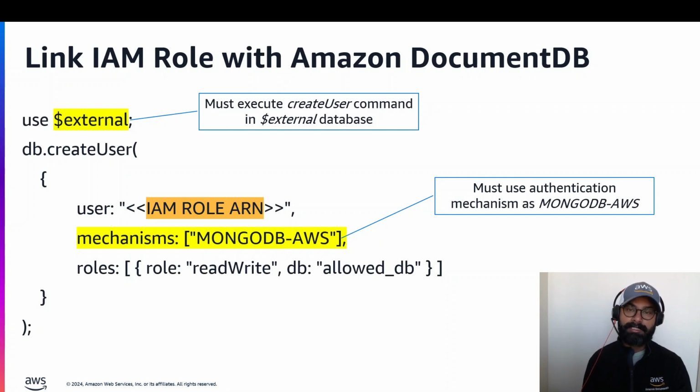Once you are in Mongo Shell, you switch to the $external database. It's important to use this because that is how the mechanism is established. And then you pass the ARN of your IAM role as the user, and the mechanism is hard-coded to MongoDB-AWS. And with these parameters, when you execute the create user command, your IAM role is linked to DocumentDB.